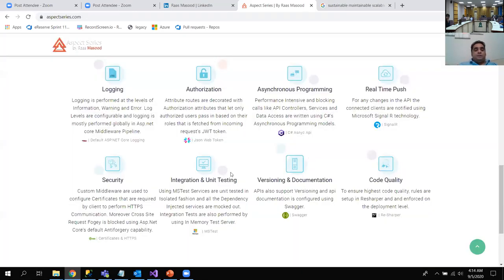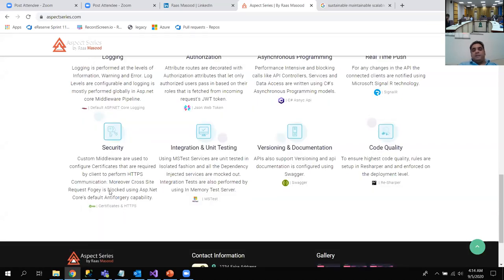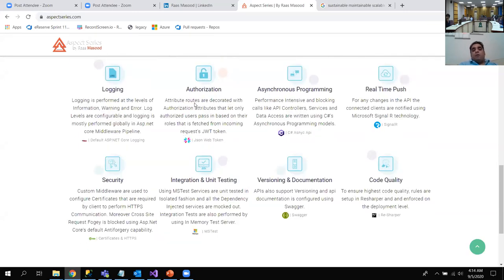And then I also did security. There are many security aspects I practically took care of, like cross-site request forgery, and then HTTPS communication, and how to do certificates and stuff like that. For authorization, I'm using JSON Web Tokens. It's a modern concept of authorization.